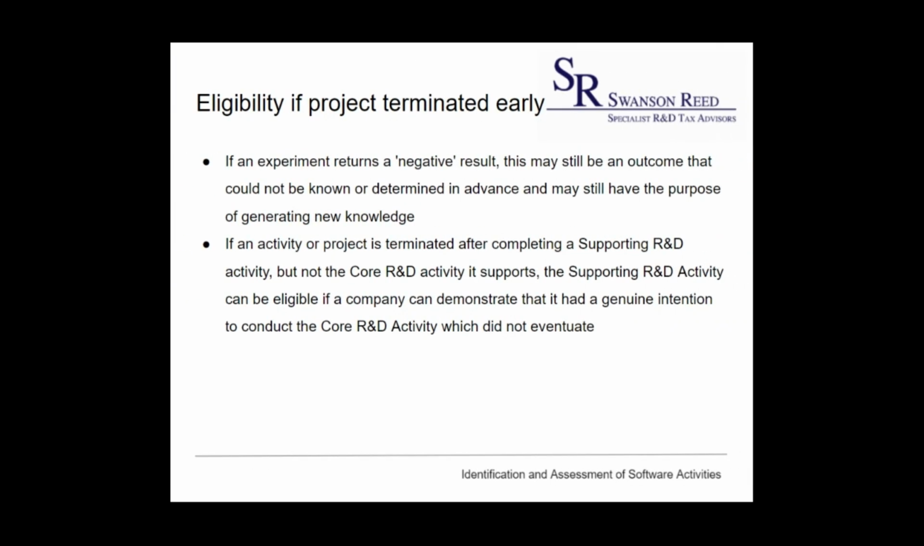The April 2022 guidance has again included some interesting comments around cases where projects are terminated early. AusIndustry has specifically clarified that if an activity or project is terminated early, a company may still be able to claim for any R&D activities that meet the requirements of the legislation. For example, if an experiment returns a negative result, this may still be an outcome that could not be known or determined in advance and may still have the purpose of generating new knowledge, helping to affirm eligibility.